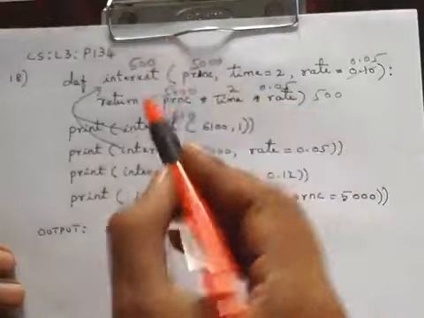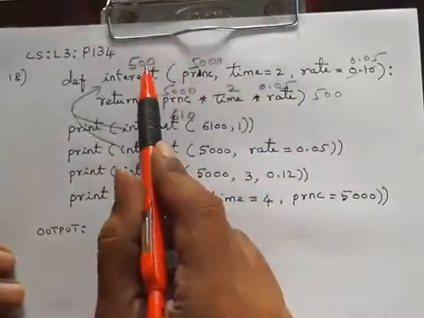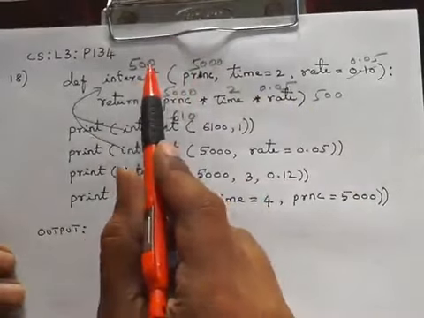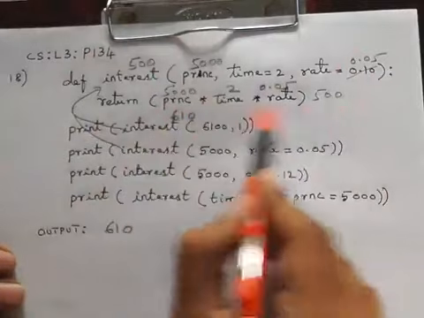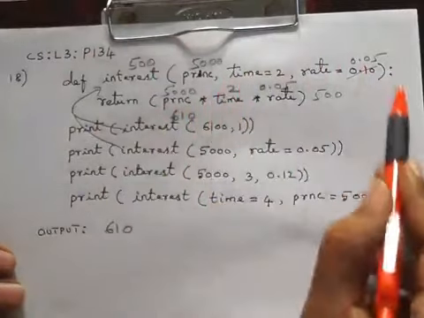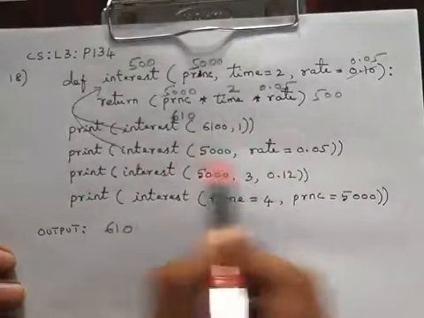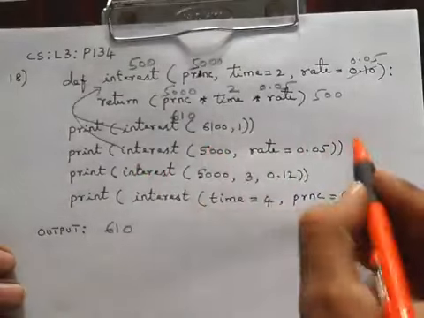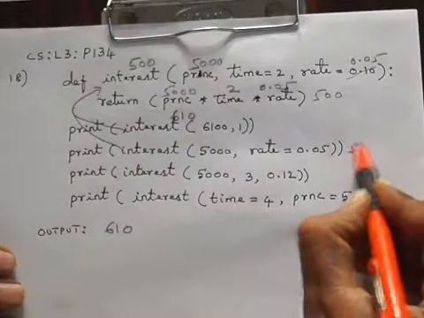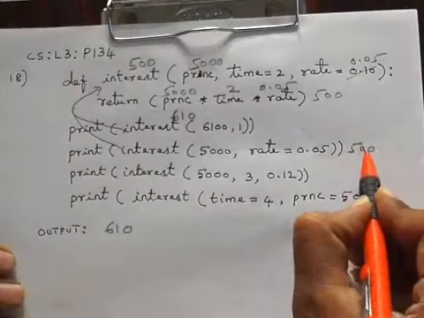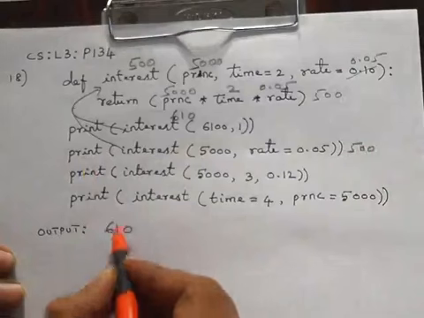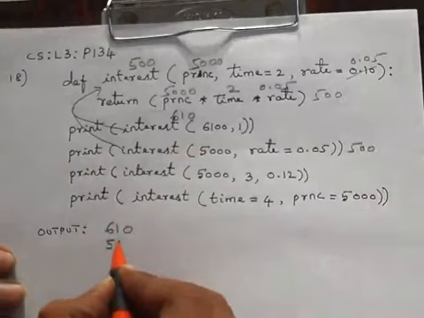Okay, done. So now the interest function value is 500. Once this function is finished, it will come back to the same position where it came from. So now the interest function value is what? 500, right? This 500 will be printed. So the next line, 500.